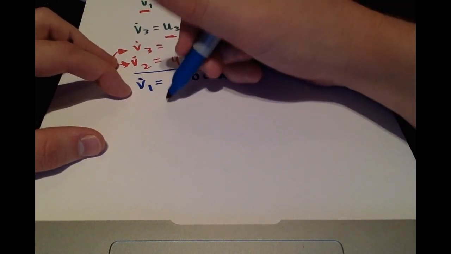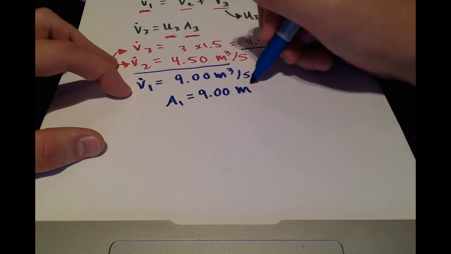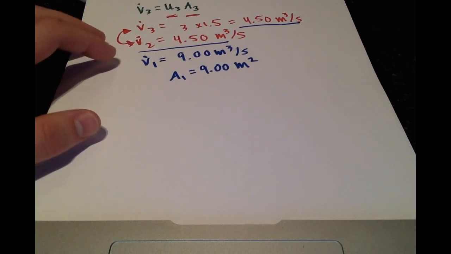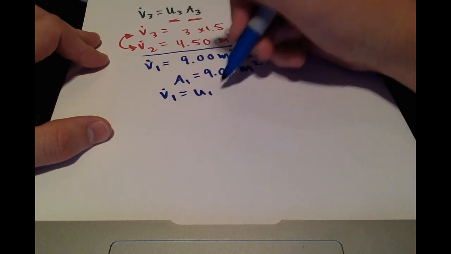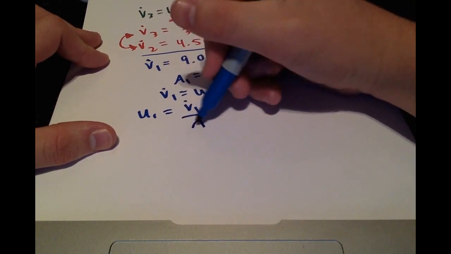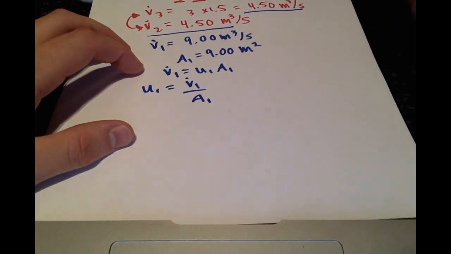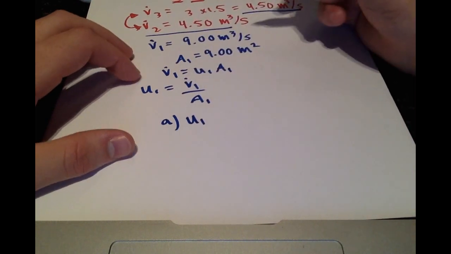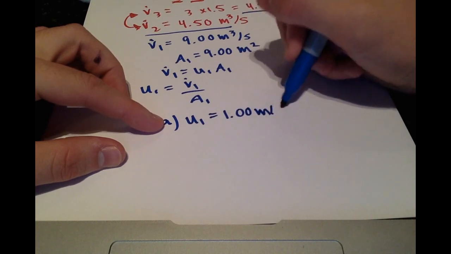And we're also given the cross-sectional area as 9.00 meters squared. And just as we did before, we can use the relationship that V1 equals U1 times A1, or the linear velocity is 9 divided by 9. So we get the answer to part A, that the linear velocity of the fluid through pipe 1 is 1 meter per second.